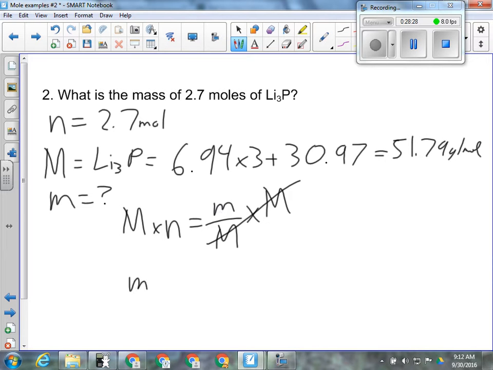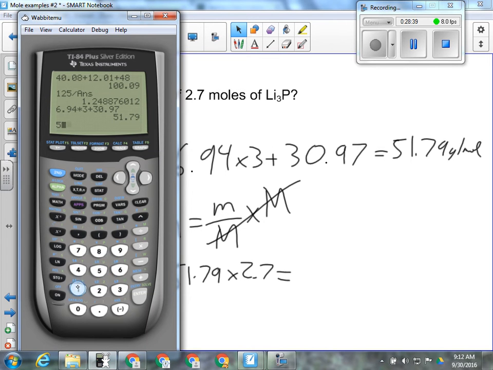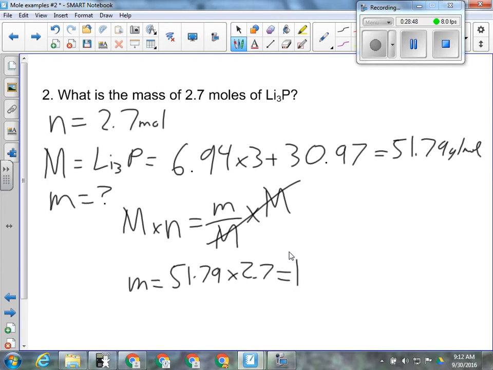Now I can plug in my numbers. So little m is going to be 51.79, my molar mass, multiplied by 2.7 moles. All right, 139.83. What are my units? Okay, so you get 1 mark for your answer, 1 mark for plugging in the numbers, 1 mark for the manipulation, and 1 mark for the givens. Okay, questions on that one?